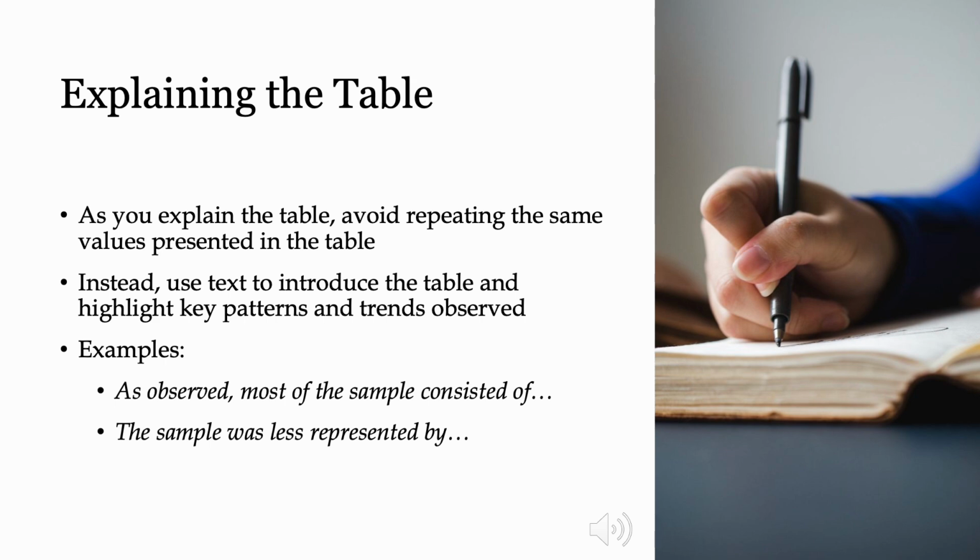When explaining the demographic table, avoid repeating the same values shown in the table. Instead, use the narrative to highlight overall patterns or trends in the sample. For example, you might note which groups were most represented or which were less represented. The goal is to orient the reader to the sample without turning the text into a list of numbers.